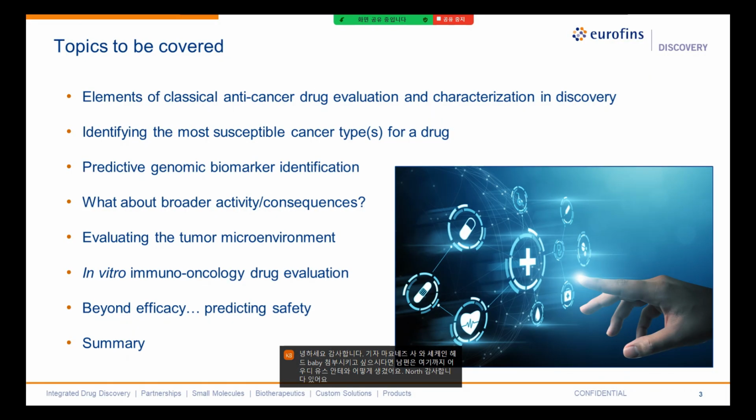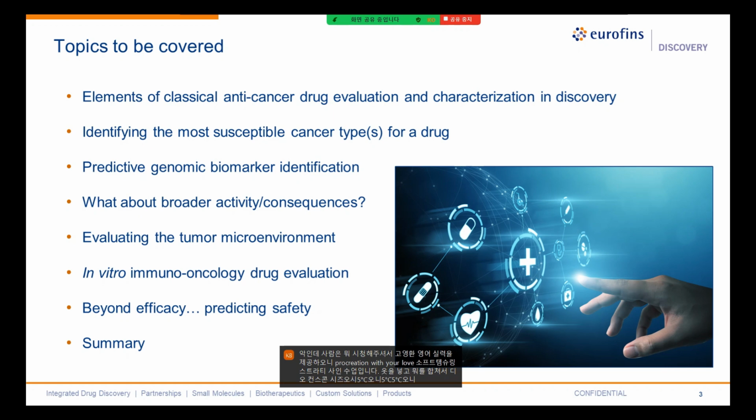These are the topics that we'll be covering. We'll talk about the classical anti-cancer drug evaluation process and the way that this is carried out in discovery. We'll talk about the way in which we can identify the most susceptible cancer types for a particular drug in development. We'll talk about also how we can identify predictive genomic biomarkers for both sensitivity and resistance that can be useful for potentially stratifying patient populations in clinical testing. We'll also look at broader activity or consequences of a drug and what it does outside of the tumor.